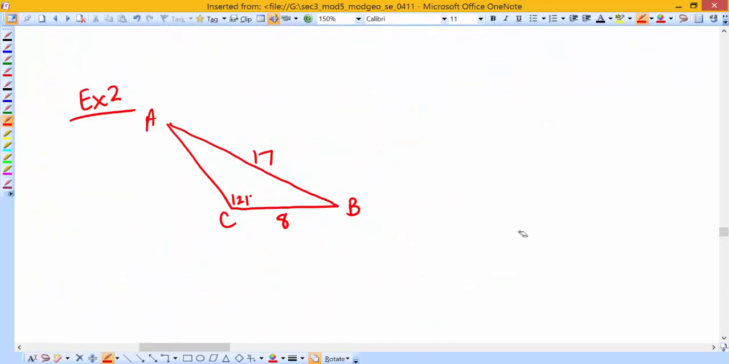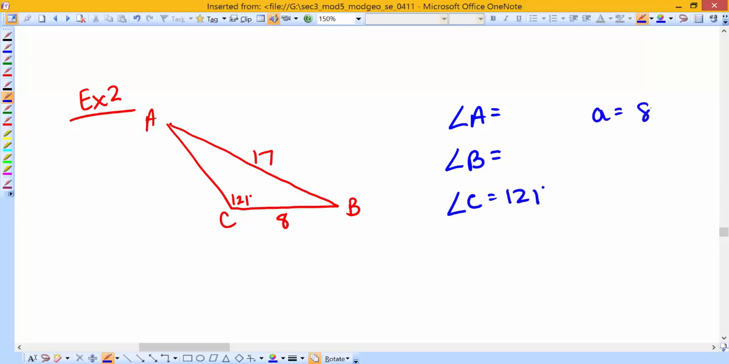We're almost done. I only have 2 more examples to go. So I'm going to write down my angle A, which I don't know. Angle B, I don't know. Angle C is 121 degrees. Side A is 8. Side B, I don't know. Side C is 17. Well, there's my pair. The C's are together. I have the angle and I have the side.